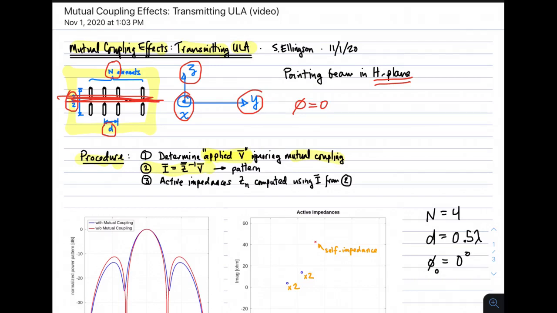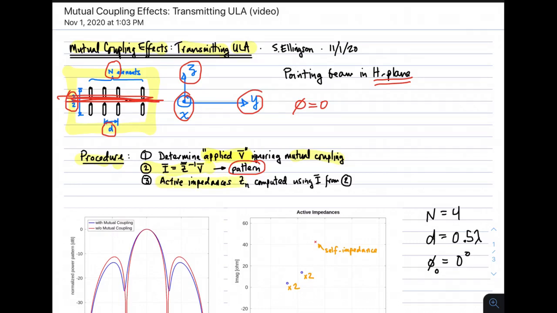So we presume applied voltages, then we compute the currents in step 2 by calculating an impedance matrix, and then the currents will simply be the inverse of the impedance matrix multiplied by the applied voltages. Once we have those currents, then we have everything we need to compute a pattern. So we'll be plotting the h-plane patterns.